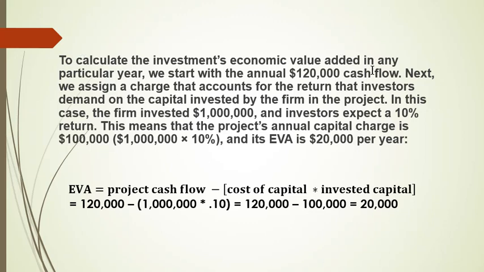So to calculate the EVA, we're going to start with that $120,000 cash flow, and now we're going to subtract out the cost of capital for the invested project. So if you subtract out $1 million times that 10% cost of capital, the economic value added for this company is $20,000. So both methods are, for the most part, probably always going to give us very similar answers, as in to do a project or not to do a project.